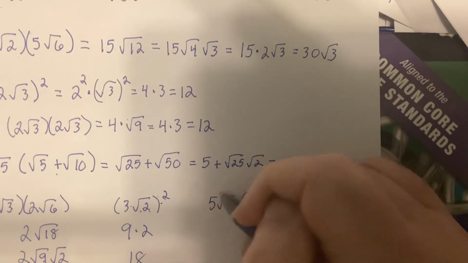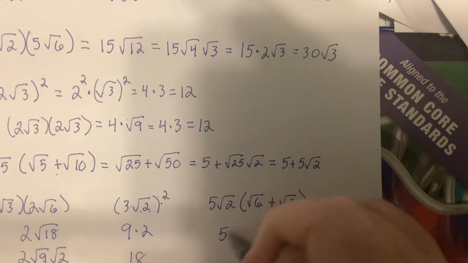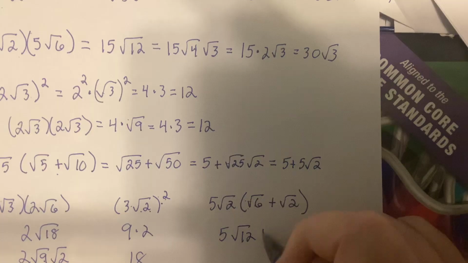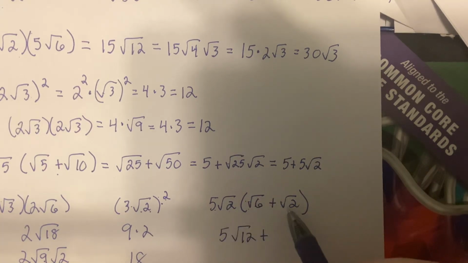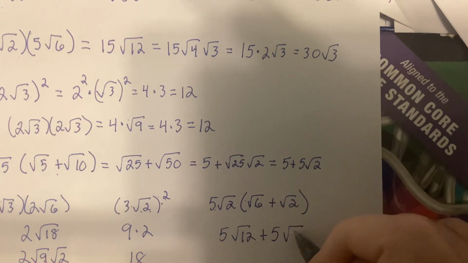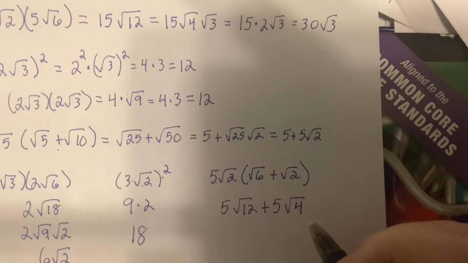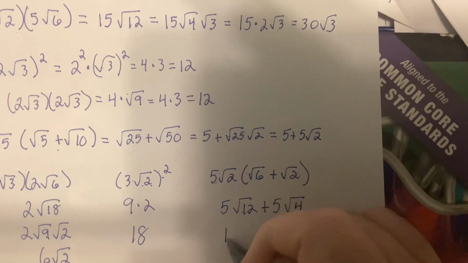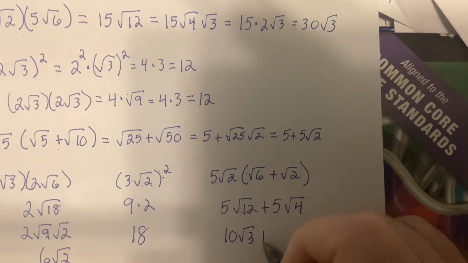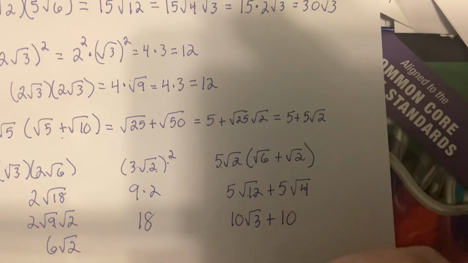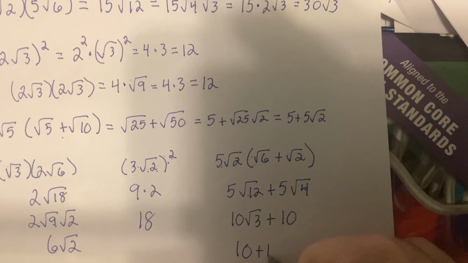Here we distribute. 5 times 1 is 5. Square root of 6 and square root of 2 is square root of 12. 5 and 1 is 5. Square root of 2, square root of 2 is square root of 4. So 12 is 4 and 3. Square root of 4 is 2. Square root of 4 is 2 times 5 is 10. So it'll be 10 plus 10 square root of 3.